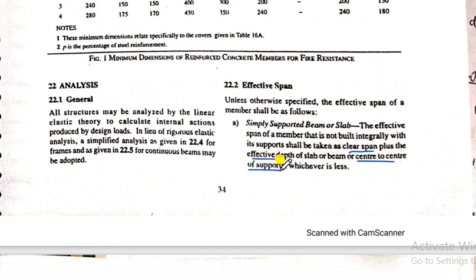Else you can also calculate it by the center to center distance, right? If it is a beam, suppose randomly it is a beam, and this one is the support, then from the center of this one to the center of this one. So this one is 8 and this one is 400 something. So let's move to the question.